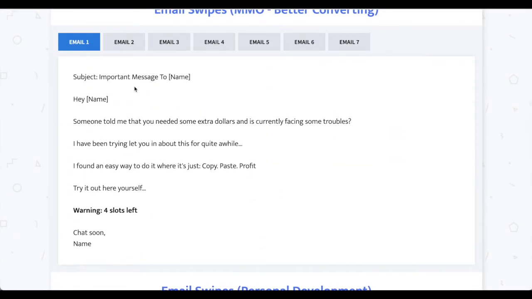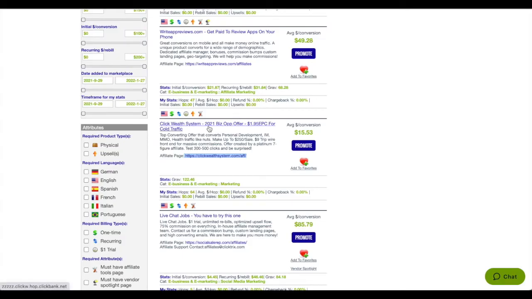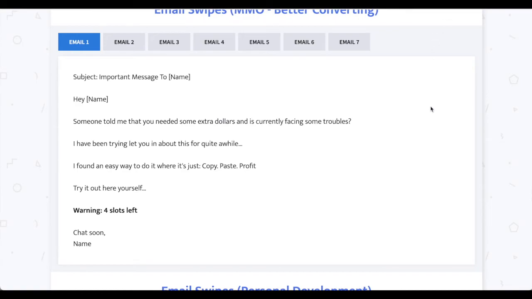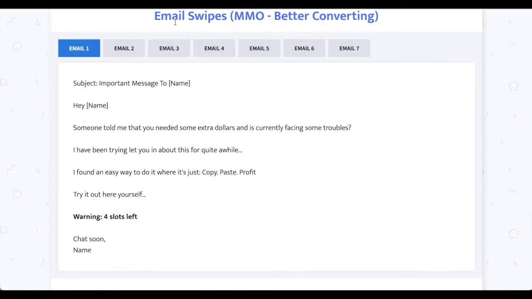This is a very generic email. So this Click Well system is an affiliate offer that pays $15. If you're doing email marketing and you want to promote this, you can promote this. They do have an affiliate landing page, okay, and they do have emails. So here's their email swipes, make money offer, better converting. Hi, and here it is.